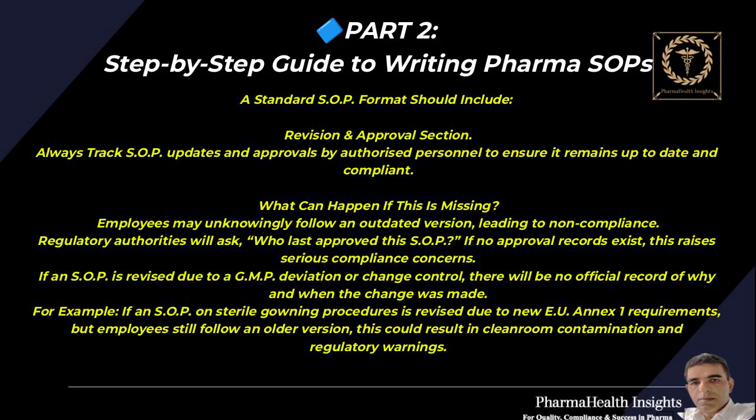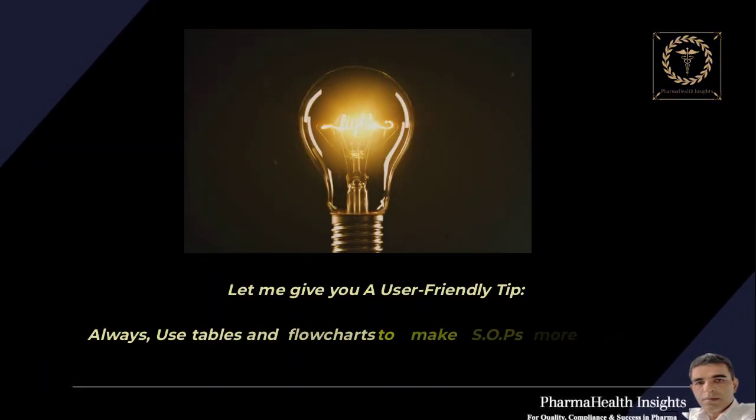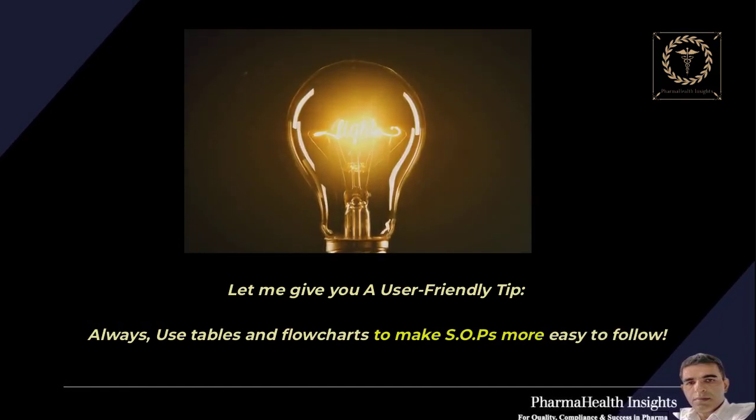If an SOP is revised due to a GMP deviation or change control, there will be no official record of why and when the change was made. For example, if an SOP on sterile gowning procedures is revised due to new EU Annex 1 requirements, but employees still follow an older version, this could result in cleanroom contamination and regulatory warnings. Let me give you a user-friendly tip. Always use tables and flowcharts to make SOPs more easy to follow.